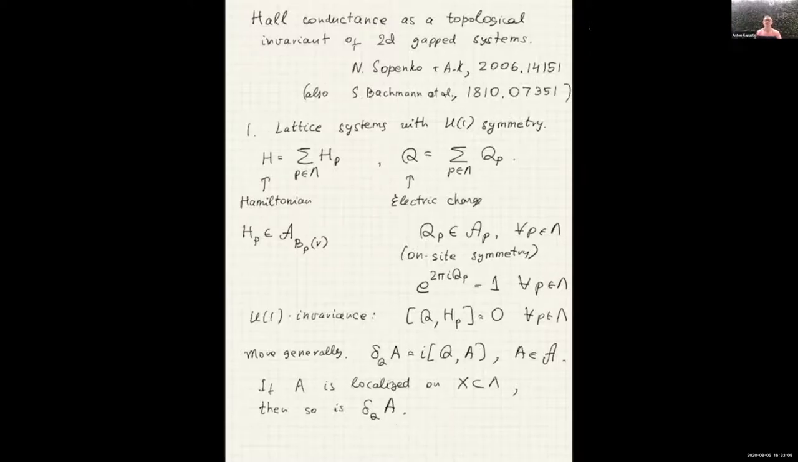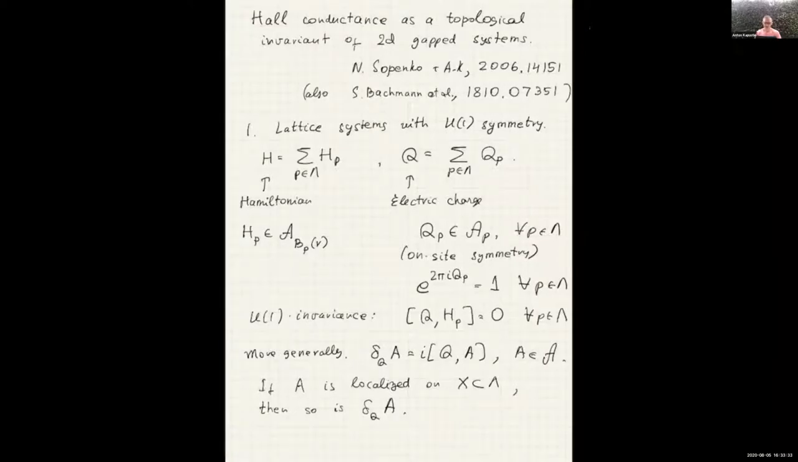So here we have this local Hamiltonian, and for simplicity, I'll assume the Hamiltonian is finite range, although, as we'll see later, that's not strictly necessary. You can have just exponentially decaying interactions, that's fine too. So the electric charge operator similarly is a sum of local terms. And here I'll be a bit more specific in the sense that I'll assume a strict on-site symmetry, even though again, it's not strictly necessary.